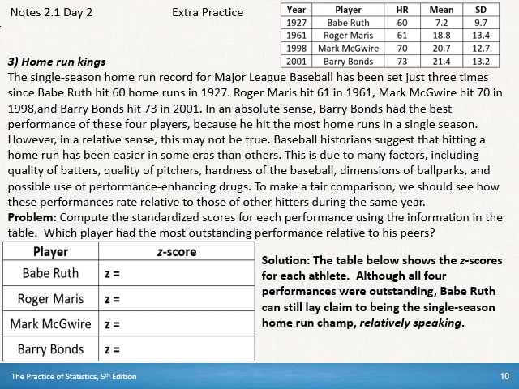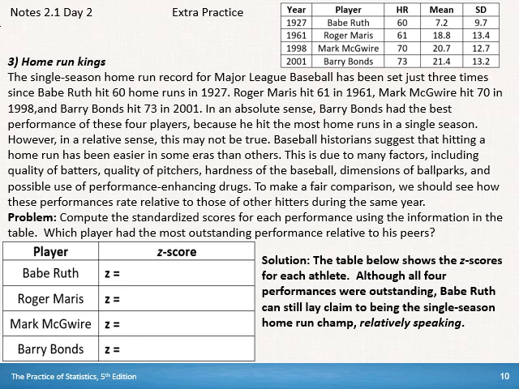In an absolute sense, Barry Bonds has the best performance for these 3 players because he hit more home runs in a single season, so clearly he has the record. However, in a relative sense, this may not be true. Baseball historians suggest that hitting home runs has been easier in some eras than others. This is due to many factors, including the quality of the batters, quality of the pitchers, hardness of the baseball, dimensions of the parks, and possible use of performance-enhancing drugs. To make a fair comparison, we should see how these performances rate relative to those other hitters during that same year. So we look at Babe Ruth, for example.